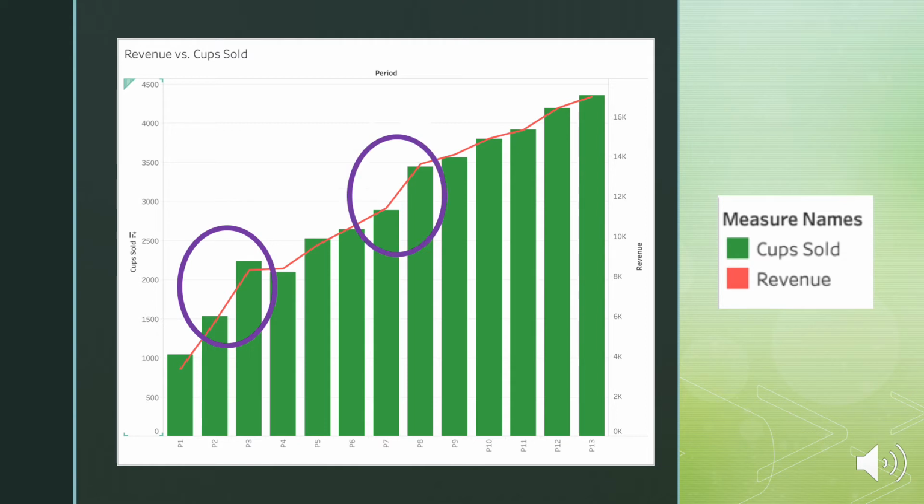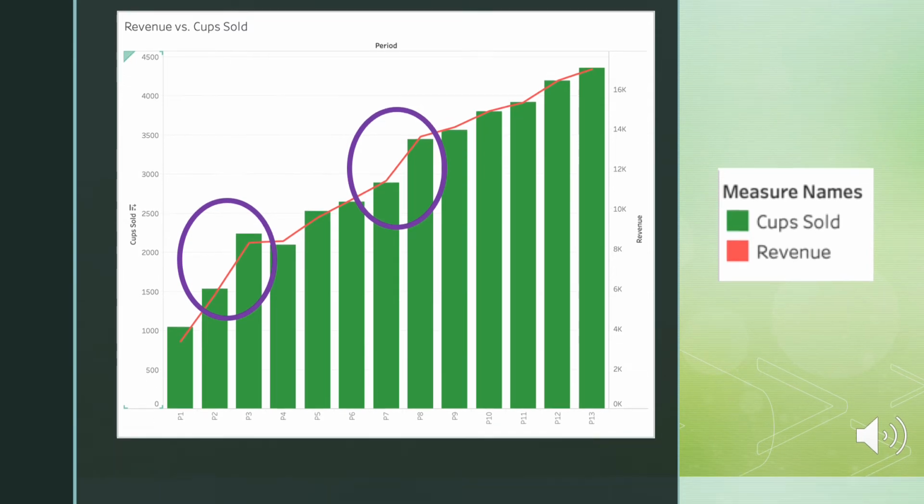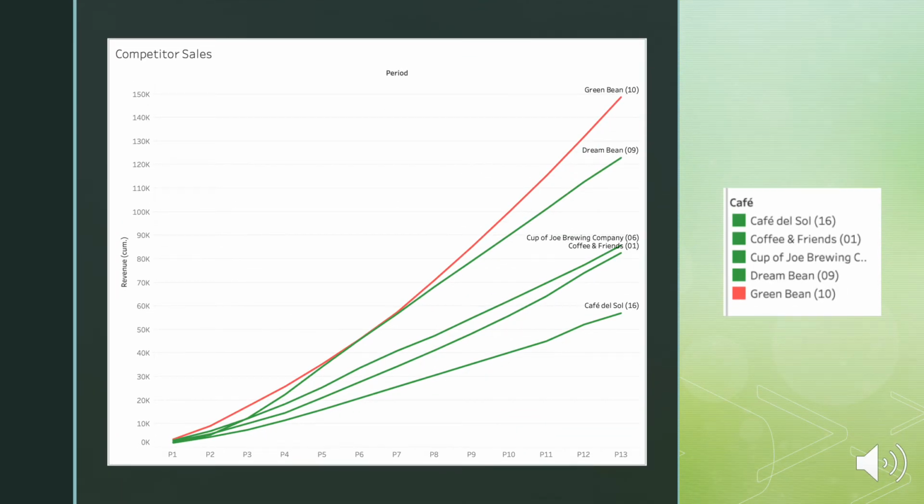The next jump, slightly less, about $500, was between periods 7 and 8, and that I will actually explain more in the next graph. That graph being a graph of competitor sales versus the Green Bean. Again, we have revenue on the left, periods on the bottom, and each line representing a cafe, the red being the Green Bean, and the green ones being competitors.